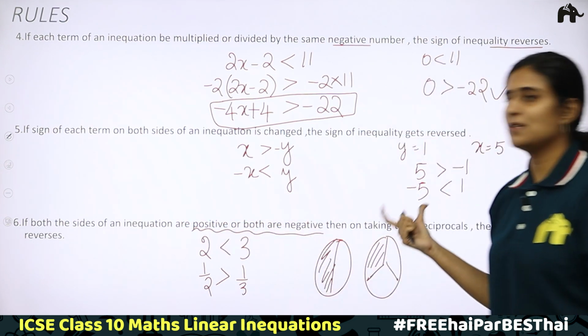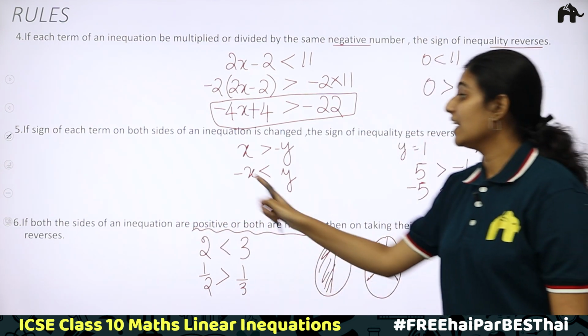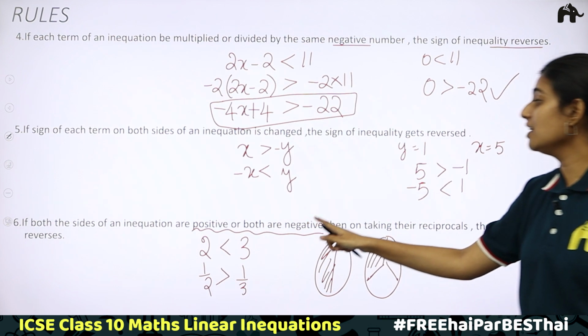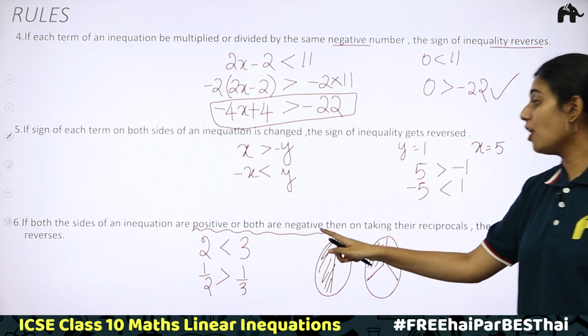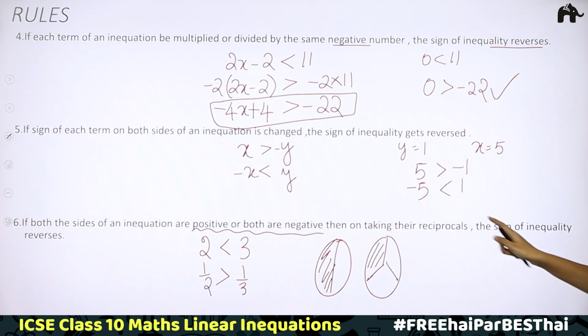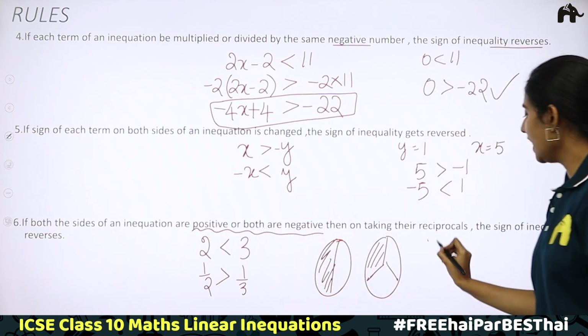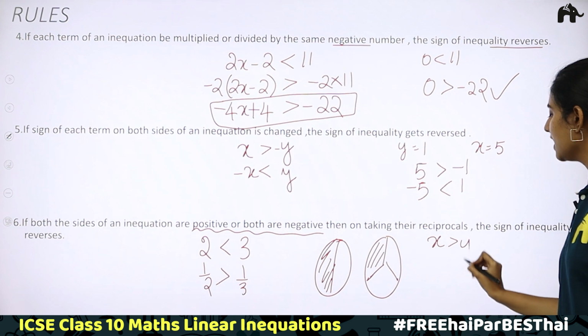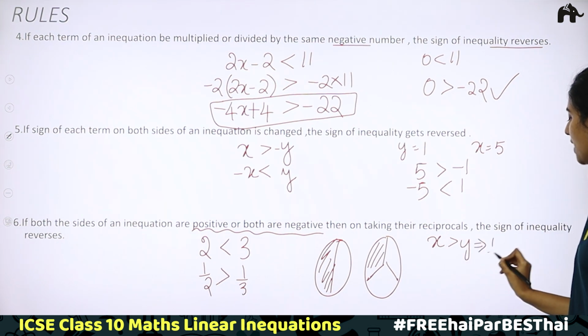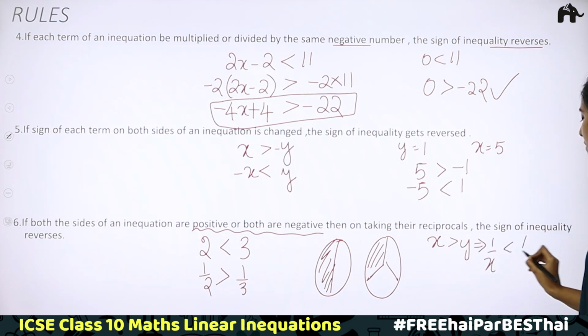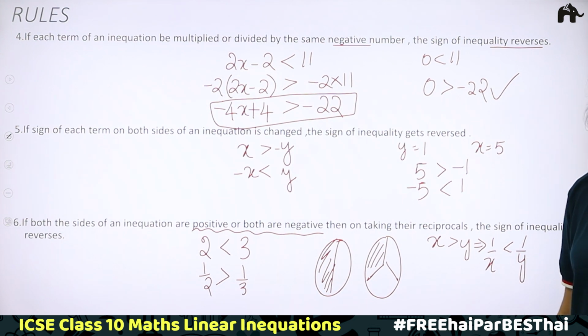Hence, this statement is also proved. That is, if both the sides of an inequation are positive or both are negative, then on taking the reciprocal, the sign of inequality reverses. That is, x greater than y implies 1 by x less than 1 by y. Clear? X greater than y implies 1 by x less than 1 by y.